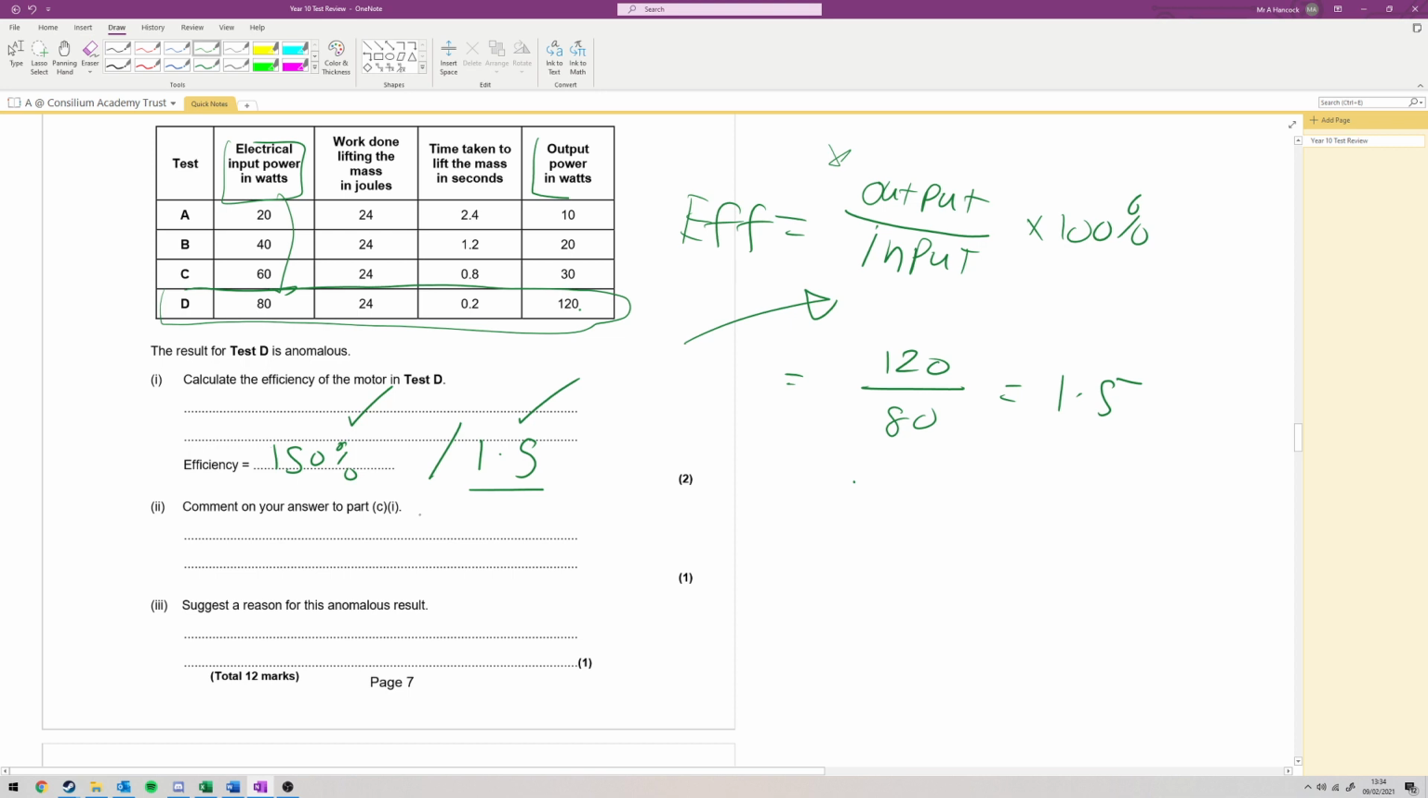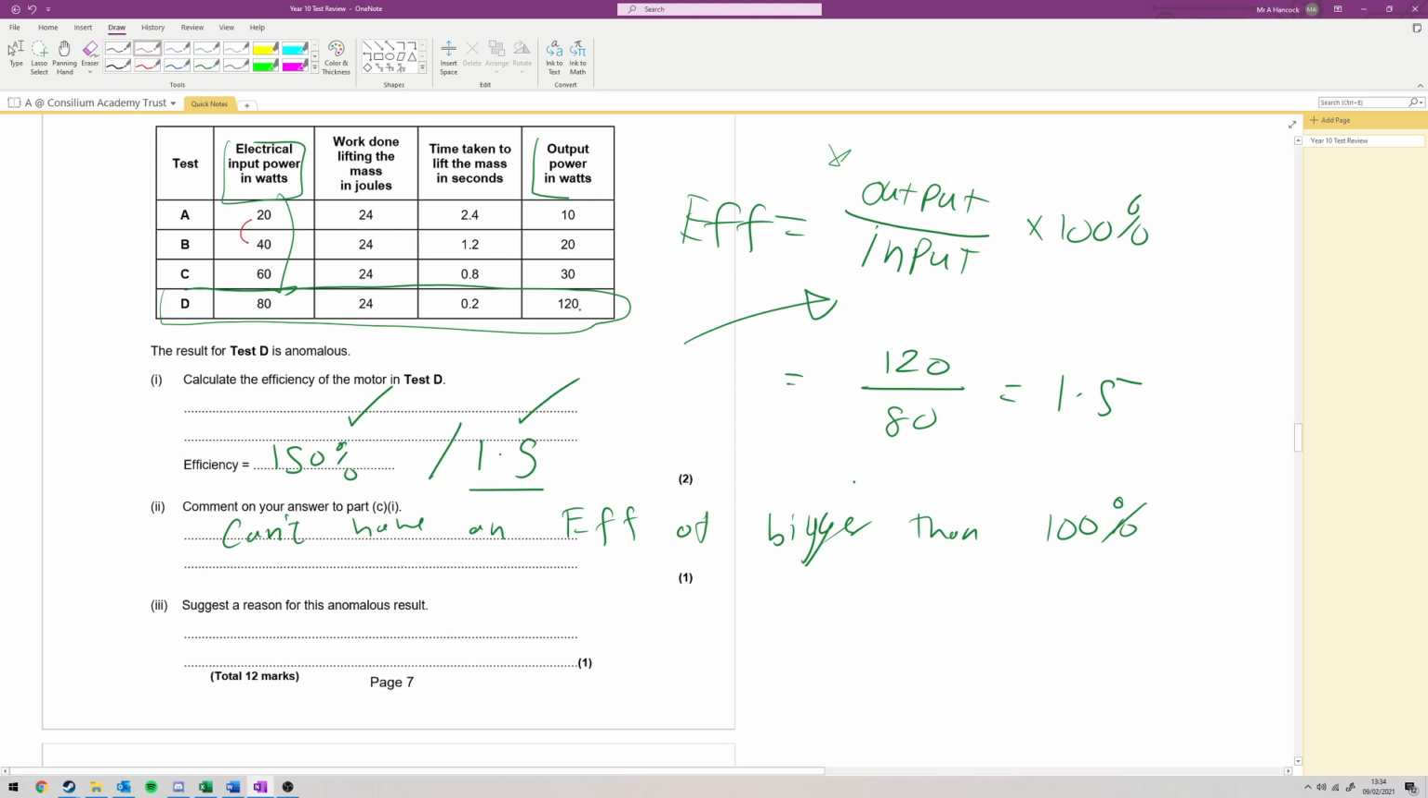Comment on your answer. Well, you can't have an efficiency bigger than 100%. If you calculated something in one of your experiments and the efficiency came out as more than 100%, I would be doing it again because you've gone wrong somewhere.